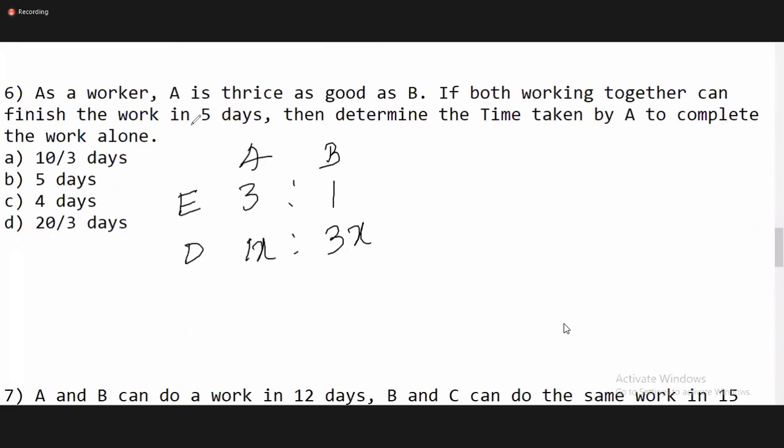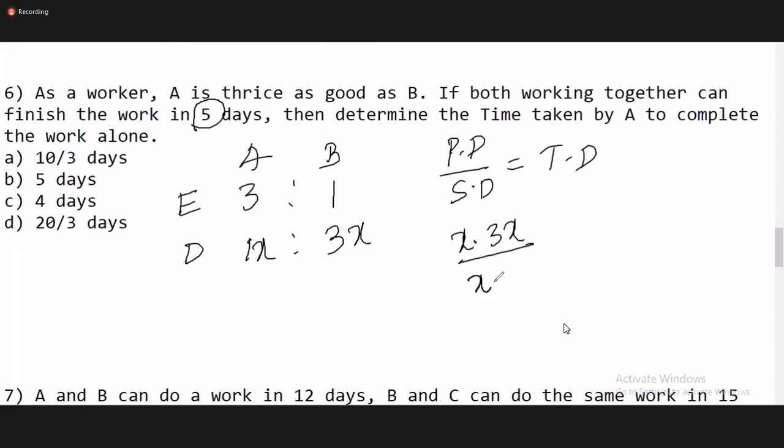Guys, it's very simple, no? When they are working together, we know they are completing it in 5 days. Don't take LCM. Just now we have seen product of the days by sum of the days only, no? That is nothing but the total number of days. So what is the product of the days? x into 3x divided by the sum of the days, x plus 3x, which is equal to 5.